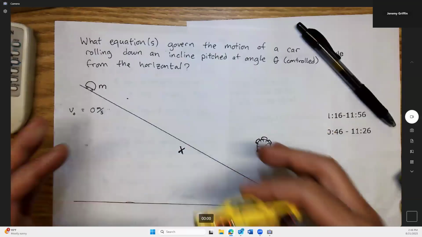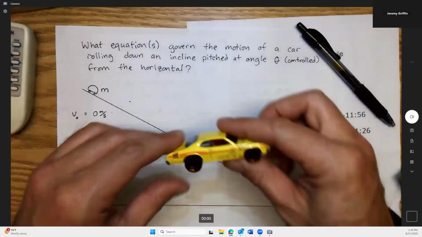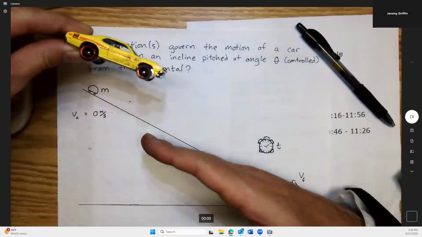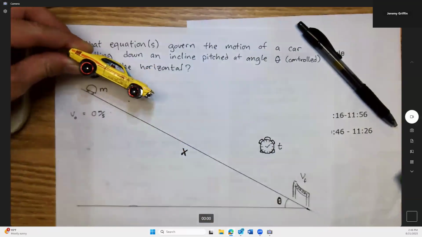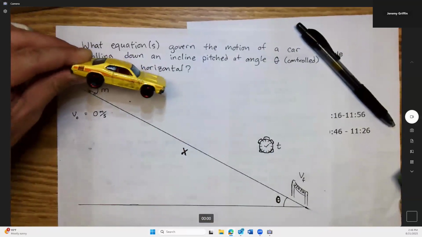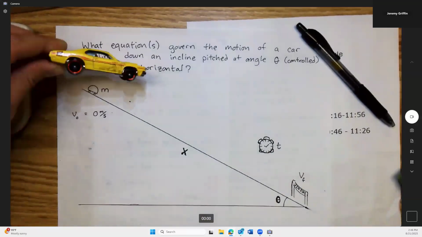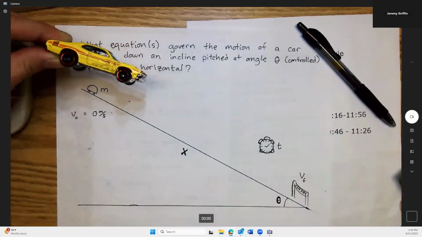What if you took this whole thing to deep space and we're all just floating around? I set up this incline and I put the car right here and I let it go. What does it do? In deep space, it just kind of floats around. It doesn't really do anything.